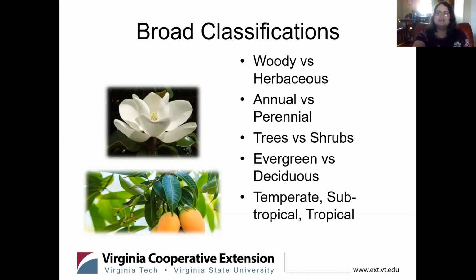Trees versus shrubs. The tree classification is a very interesting classification. Usually, trees are considered plants that have a single stem or a single trunk. Sometimes the term standard is used in that case. So that is a term you might see thrown around sometimes. And usually tall. But of course, shrubs can be very tall too, but they are usually considered multi-stemmed plants. So they usually have more than one stem coming up from the ground or branching higher up.